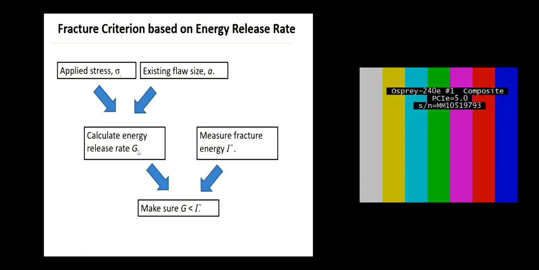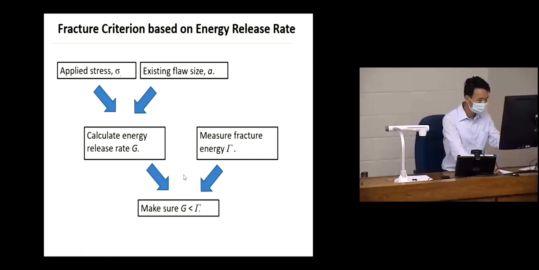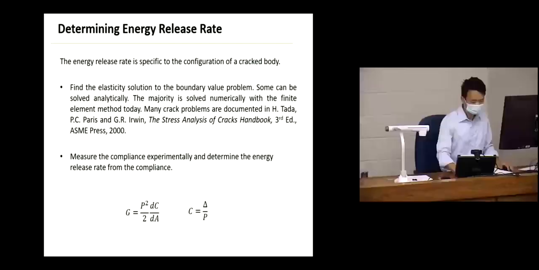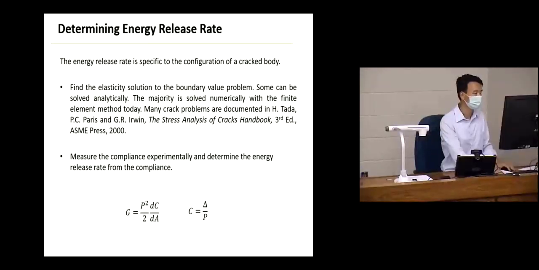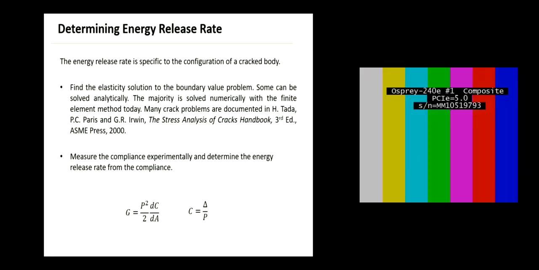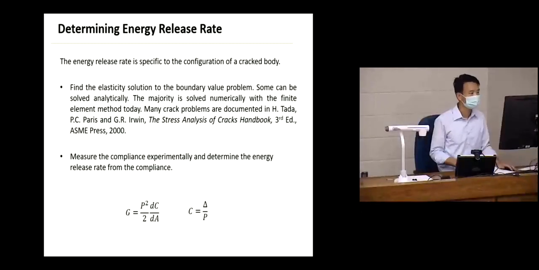There are four things around evolving this. And so, we can really apply some of these criteria in design. But first of all, we need to think about what are the ways of obtaining these things. So first, start with energy release rate.